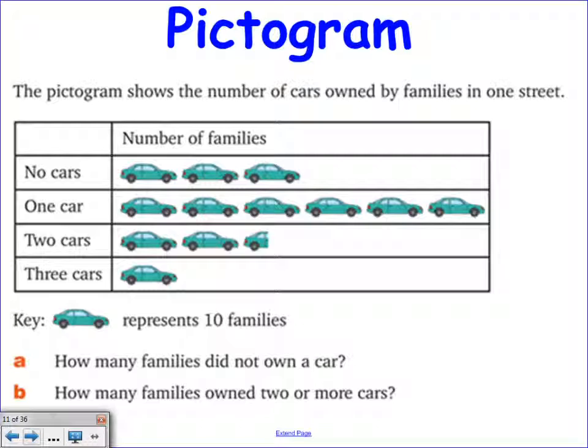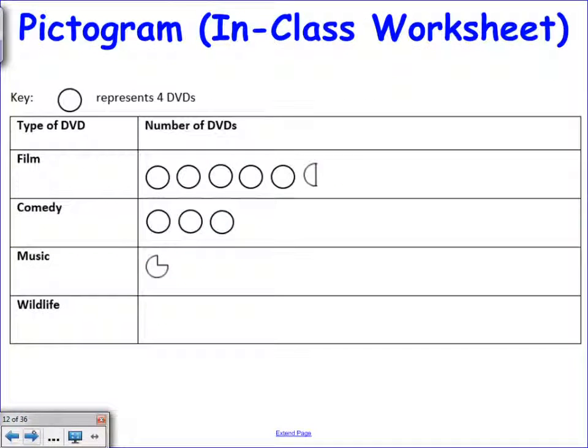Well, do not own a car is 1, 2, 3. But is it really 3? It's 30, because each car represents 10 families. So that's why the key is the most important thing. Okay? So you need to be aware of the key on a pictogram. So on your worksheets, you have a pictogram. So please do the pictogram question and answer the questions underneath.